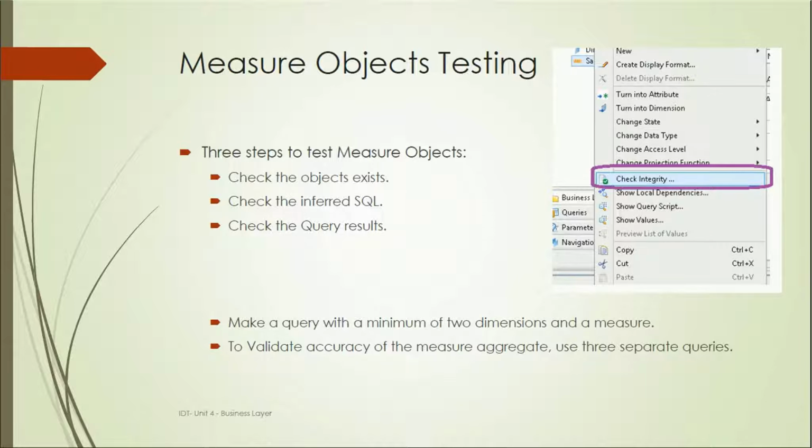Coming to measure object testing: how we can test the measure objects. First, there is an option like check integrity. This will test its integrity based on the data and the objects' existence. If there is any conflict, it will show up in the tool. And we can also use the query drawer to test the measure objects.